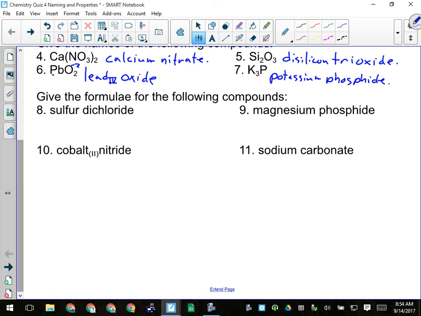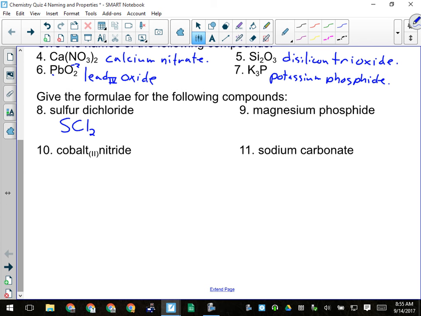Okay, and then the last 4 here, writing out the formulas. We got number 8 being sulfur dichloride, which is a molecular compound, so we just go with the prefixes. There's 1 sulfur, there are 2 chlorines, SCl2.